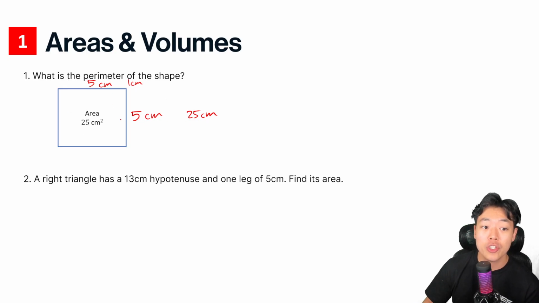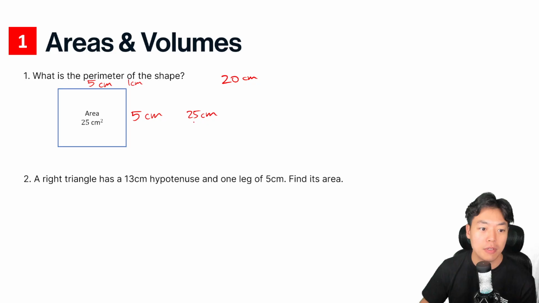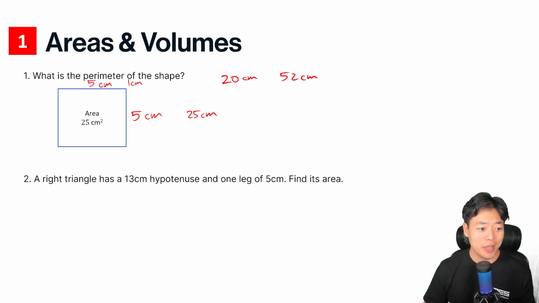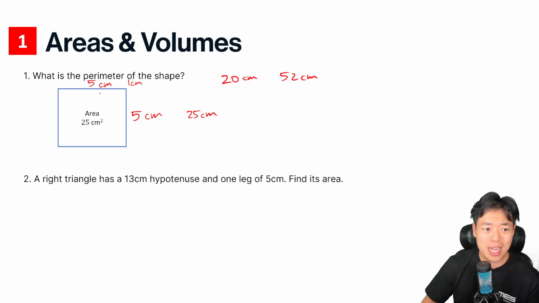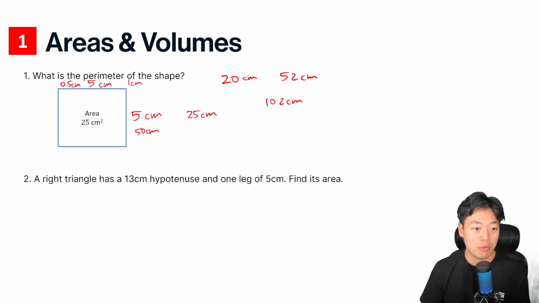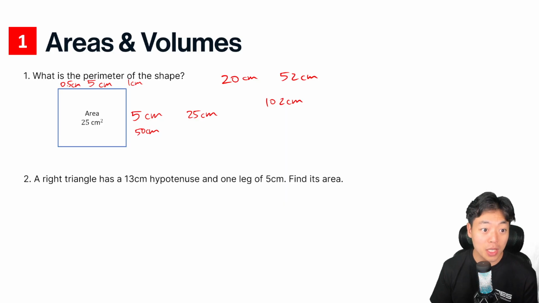So the perimeter of this shape could either be 5 times 4, which is 20 centimeters, or it could be 25 plus 1 times 2, which is 52 centimeters. It could also technically be like 0.5 centimeters by 50 centimeters, and that would give us 102 centimeters of perimeter as well. It could really be anything here. It depends on how you view it, and I left it open-ended like this on purpose.